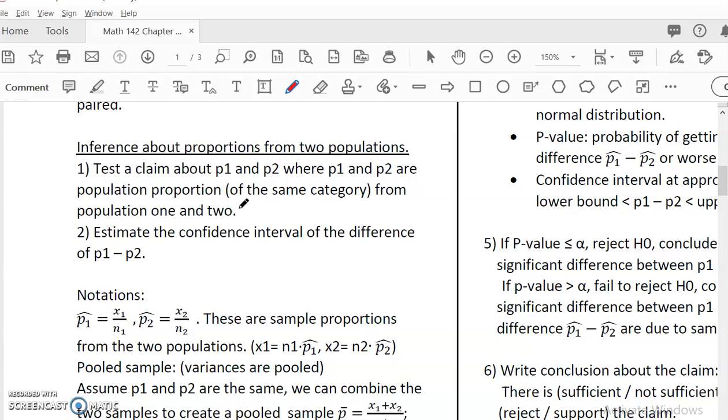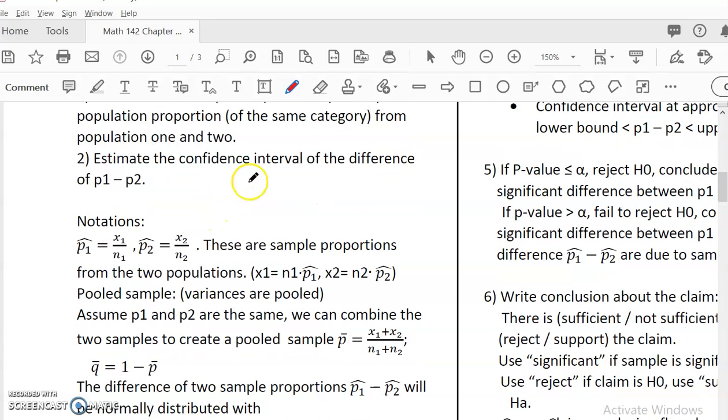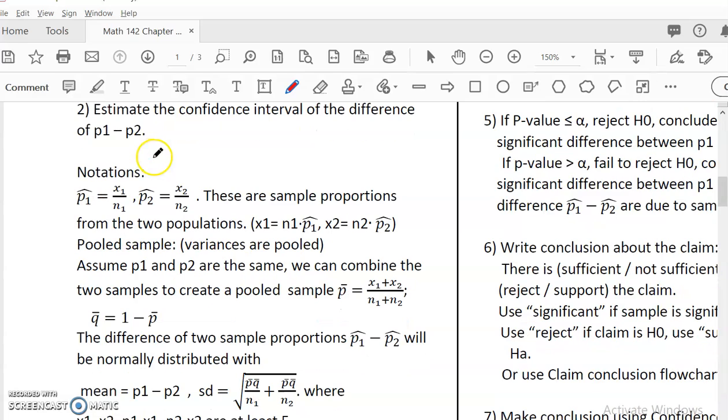So actually, how are we going to compare samples from two different populations? And how do we make inferences? How do we make conclusions about the proportions? How do we know whether they are the same, different, or one is higher than the other? So the procedure that we're going to talk about will help us test a claim as well as estimate confidence intervals of the difference P1 minus P2. That means proportion 1 minus proportion 2.